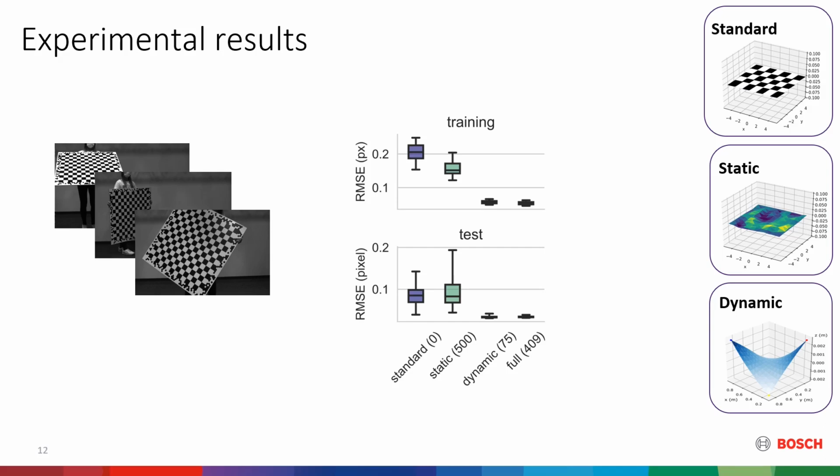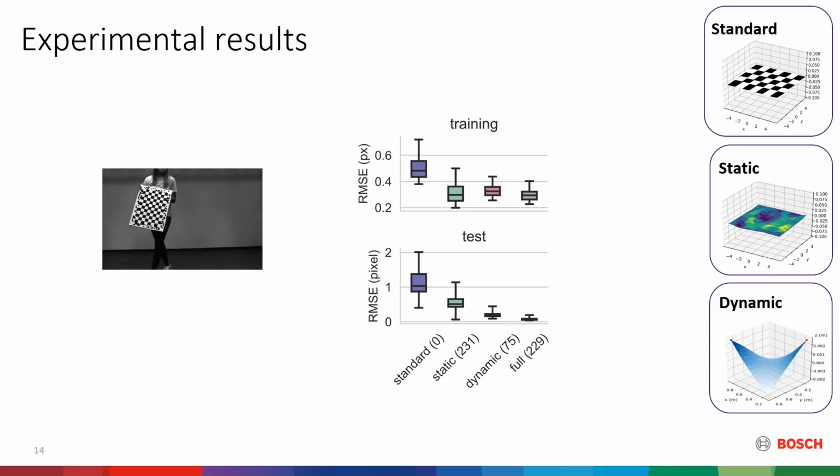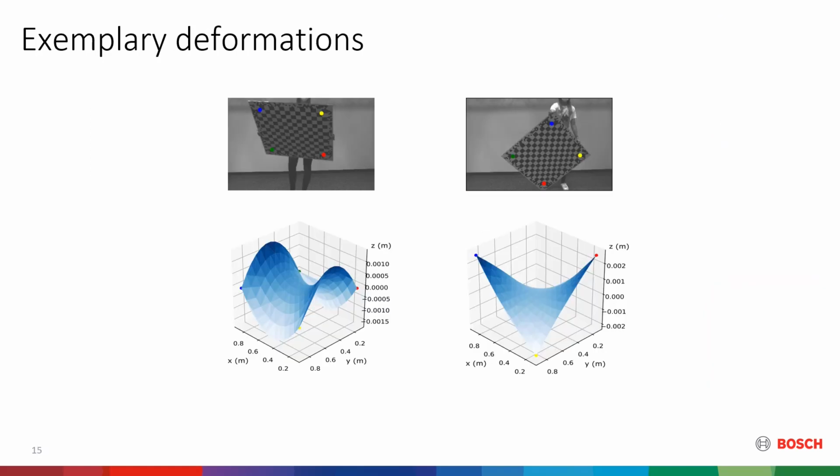To ensure that this does not only hold for one specific target, we collected datasets using different calibration targets, and we found consistent results. Importantly, we could also verify the plausibility of inferred board deformations. Here are 2 example images which show that the inferred deformation is consistent with the intuition of how the target should deform.